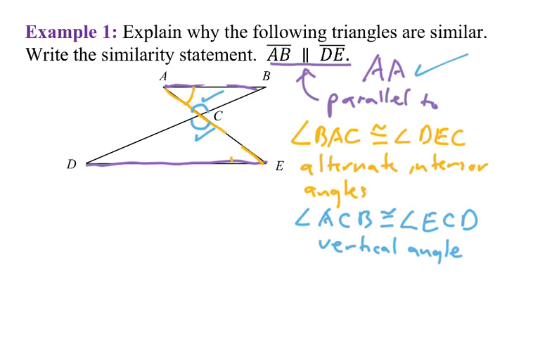Now notice that the question asked me to write a similarity statement. That's going to be just a statement of the two triangles that I'm talking about and how they're similar. When I do this, it's very important to write the vertices in the corresponding positions. So when I name my first triangle, there's no real big harm there. Just name it any way you wish. Let's say A, B, C.